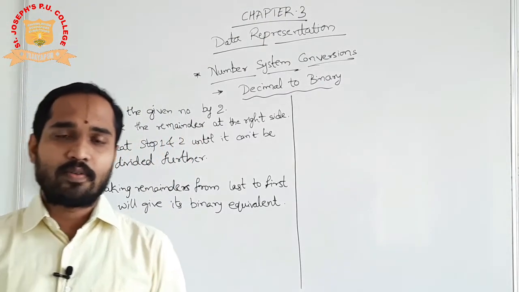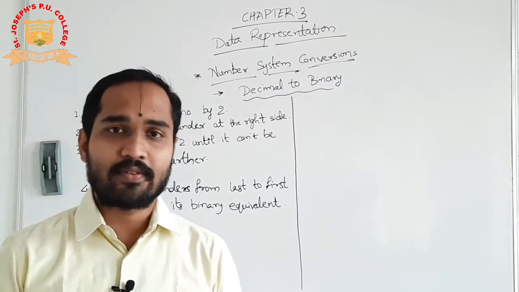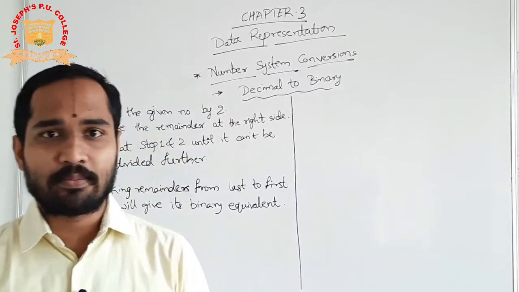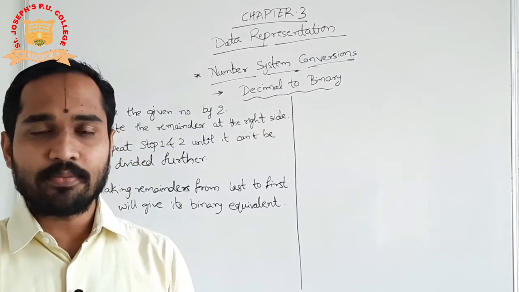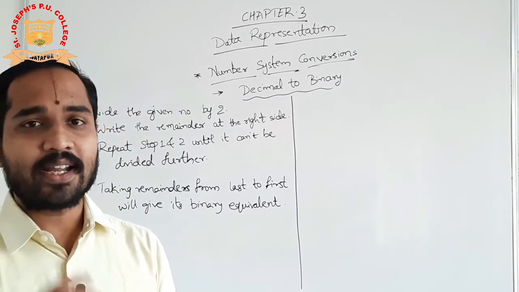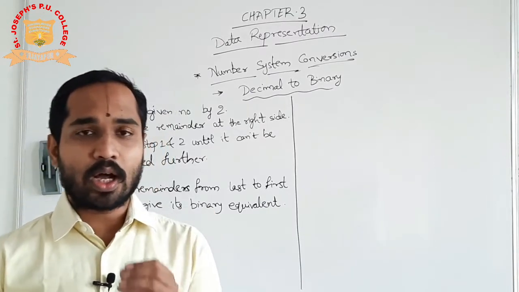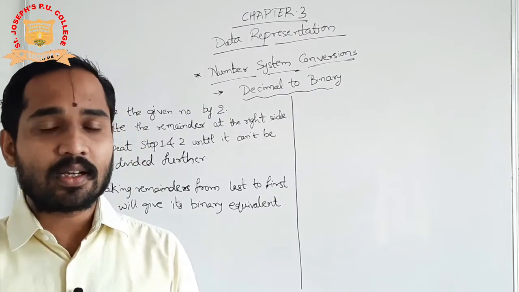As you all know, we were discussing the third chapter, that is data representation, and we have already seen the four types of positional number systems, which happen to be the decimal number system, binary, octal and hexadecimal. We have gone through each of them in detail. We now know how to represent them with the positions, with the bases, correct?